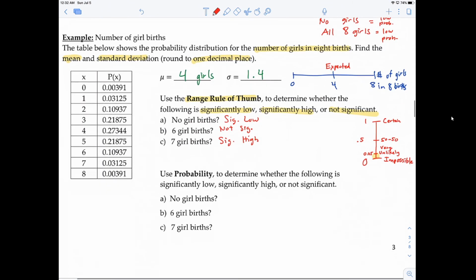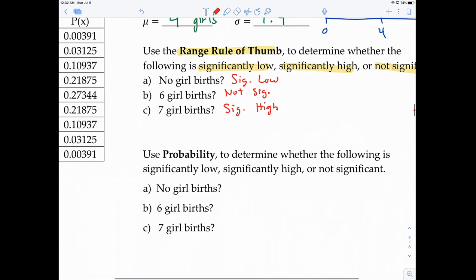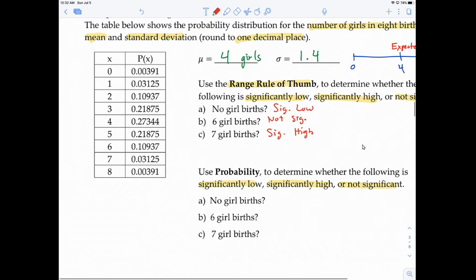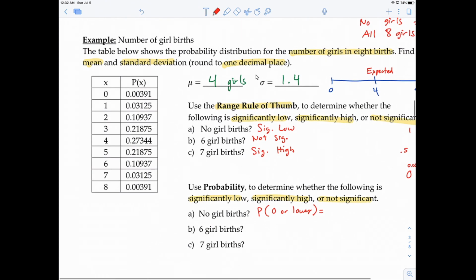So now, all of that explanation to answer the following question. Here we have: use probability to determine whether the following is significantly low, significantly high, or not significant at all. So what about no girls? Using probability, we would look at the probability of 0 or lower, but you can't get any lower than 0, right? The number of girls is 0. You can't get negative girls, in other words. So what is the probability of 0 or lower? Well, that's just the probability of 0.